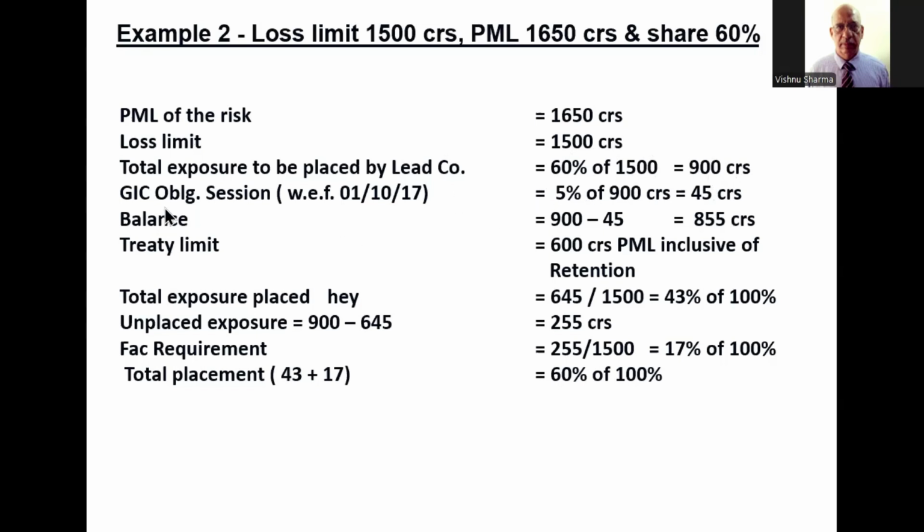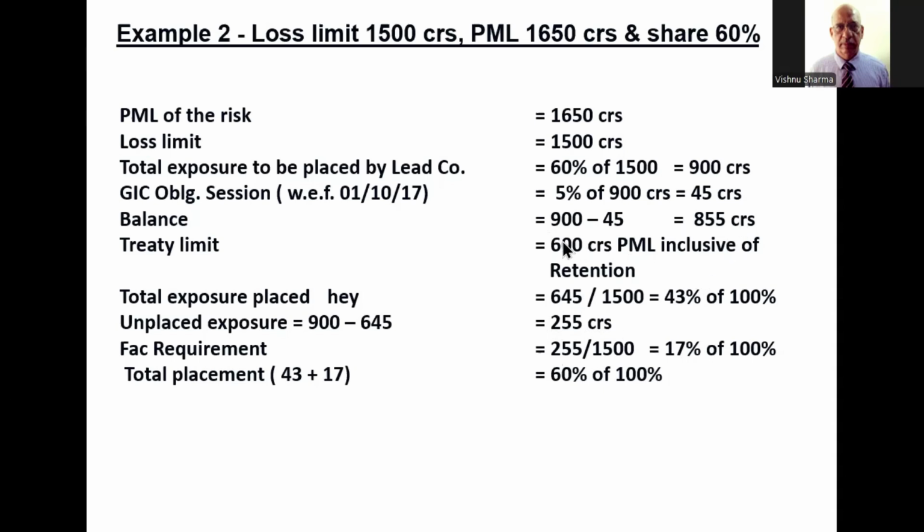Now GIC obligation, obligatory 5%, it is 45 crores. Balance is 855. Out of that, 600 is the total treaty limit, including the retention. So the treaty, including the retention, will absorb 43% of 100%. 43% of the risk will be given to reinsurers, including their retention. And unplaced exposure is 255. How has this 255 come? 855 minus 600. And balance is 17%.